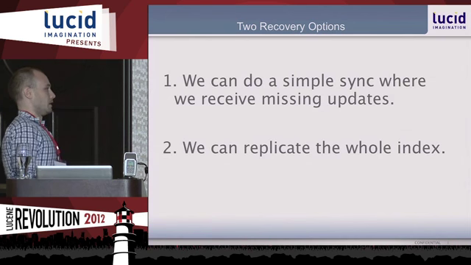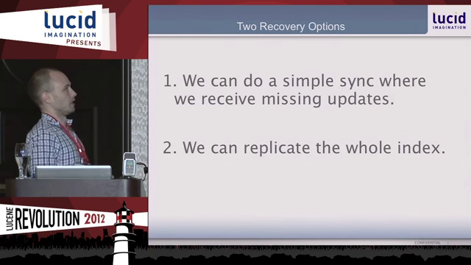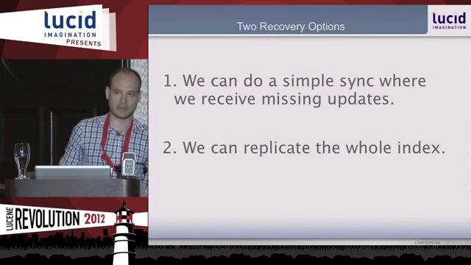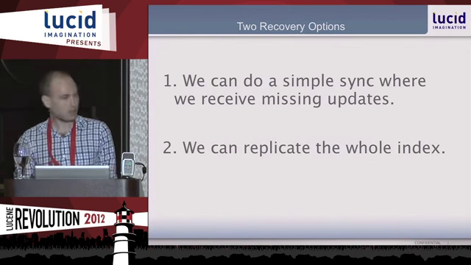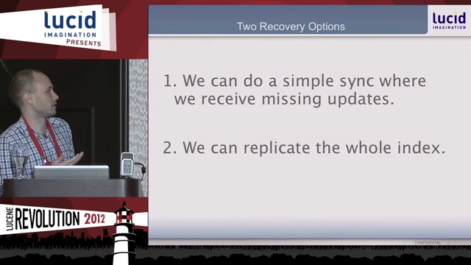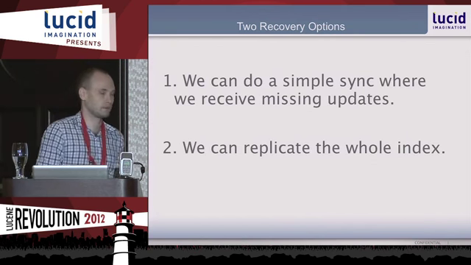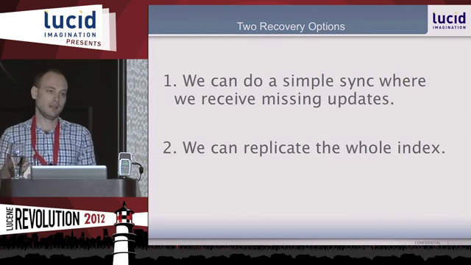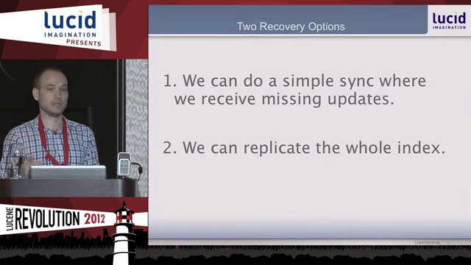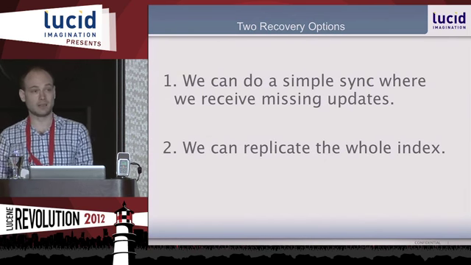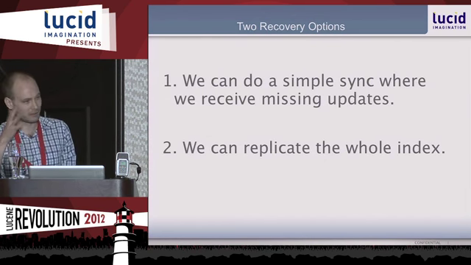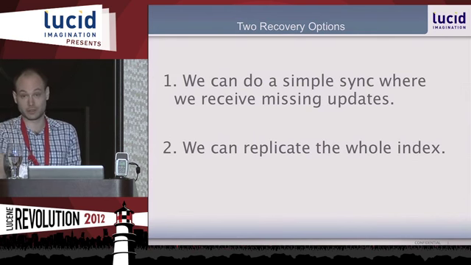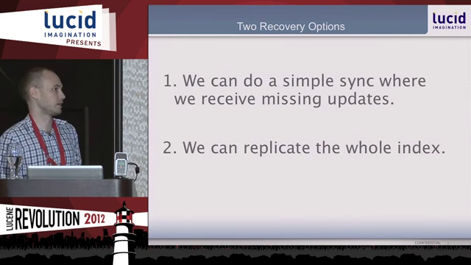And so basically we have 2 recovery options when a node goes down and then needs to come back up. One of them is a simple sync where we receive missing updates. This reuses some of the real-time get stuff where we just talk to the leader or the new leader and say, where are you at? And are we close to you? And if we're off by like 100 updates or whatever, then we just trade updates and get back in sync.